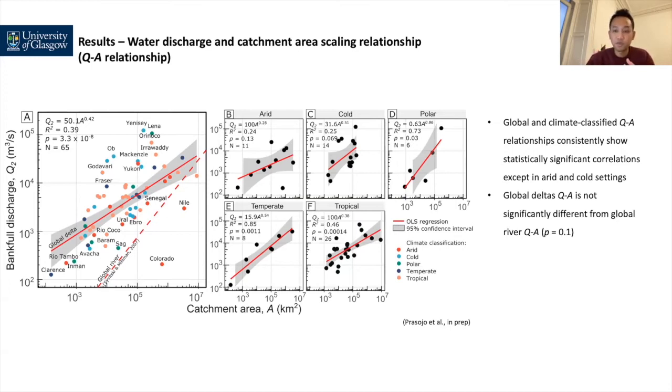And when we compare that with the river system, I have the equations here for the global river as the red dashed line. The global deltas' QA is not significantly different from the global river. So basically they work in the same way as in the river system.